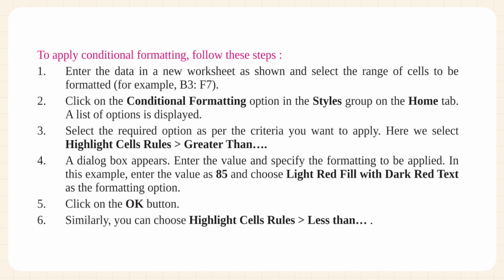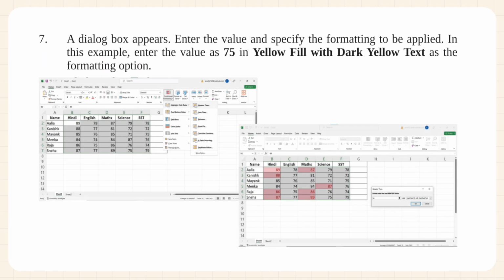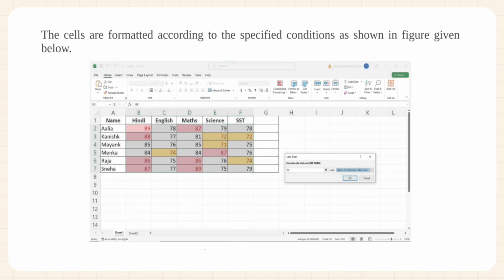6. Similarly, you can choose Highlight Cells Rules, Less Than. 7. A dialog box appears. Enter the value and specify the formatting to be applied. In this example, enter the value as 75 with Yellow Fill with Dark Yellow Text as the formatting option. The cells are formatted according to the specified conditions as shown in the figure given below.